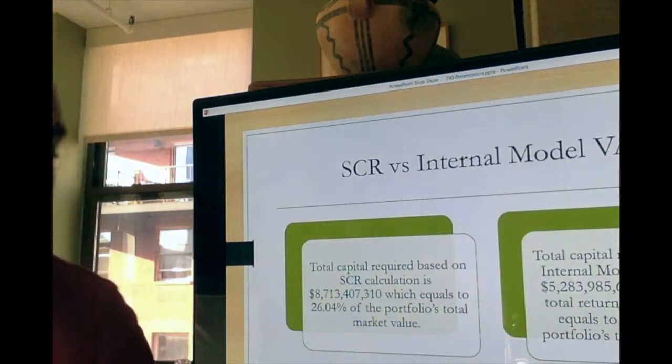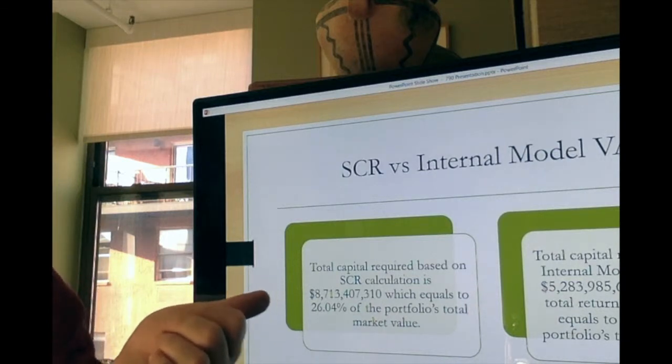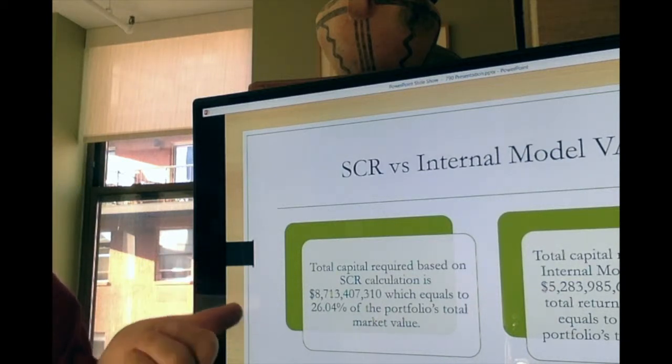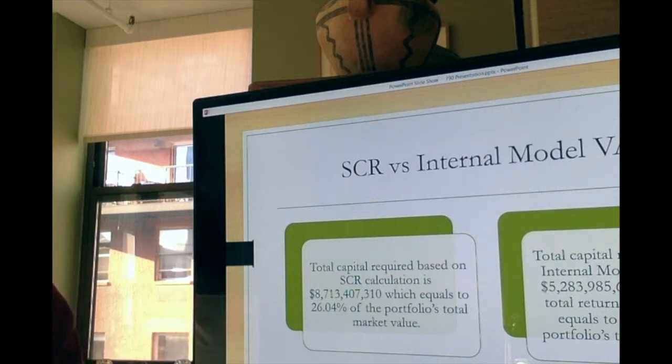And I calculated it as 8%. And the total amount is here: 8,713,000,000. The total capital required based on the standard formula approach equals 26% of the portfolio's total market value.